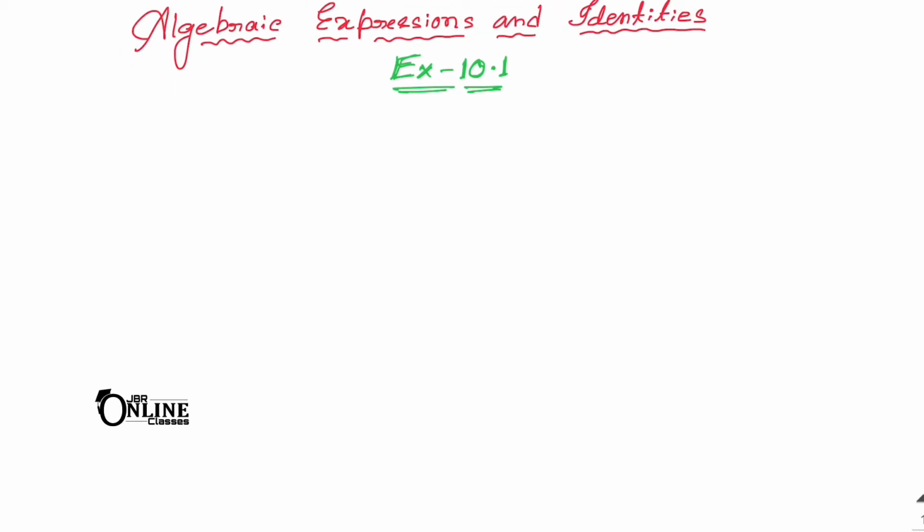So hello everyone, now in this video I'm going to start a new chapter, that is algebraic expressions and identities from the book of M.L. Agarwal. So here the first exercise 10.1. Now problem number 1. Identify monomials, binomials, trinomials from the following algebraic expressions.